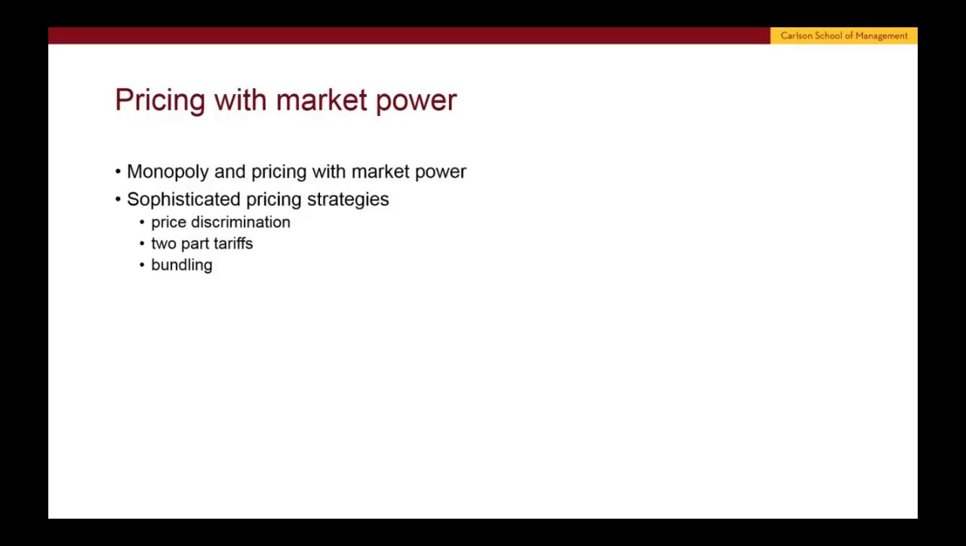From there, we'll move to the second major component of the course, a topic I would call pricing with market power. The issue here is when you are one firm operating alone in a market, you face the market demand curve as your own demand curve. You now have some control over your pricing, and it allows for much more interesting strategies than a perfectly competitive market. In addition to simply pricing with market power, we'll talk about an array of sophisticated pricing strategies, including price discrimination, two-part tariffs, bundling, and a few others. This is a fun part of the course that's about essentially ways to make more money.